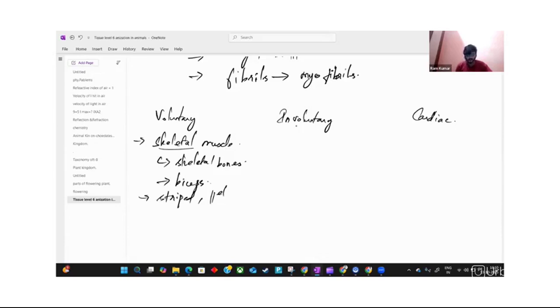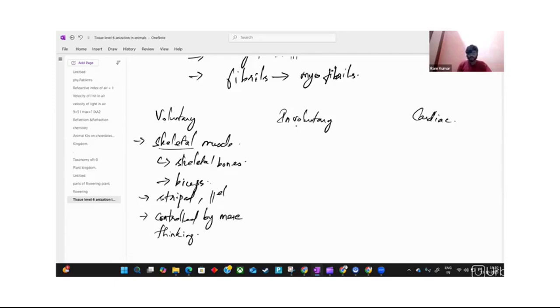So yes, these are all voluntary muscles. Voluntary muscles can be controlled by merely thinking. Okay, it can be controlled by mere thinking.